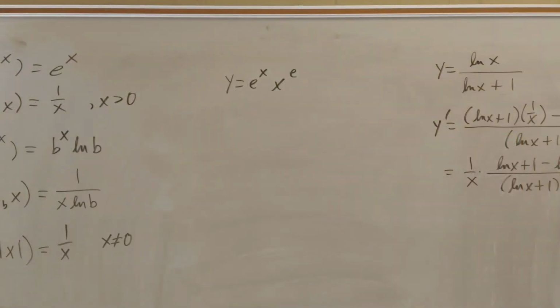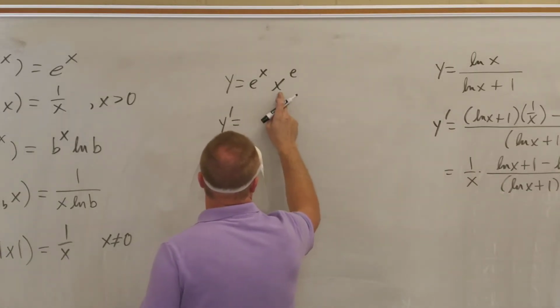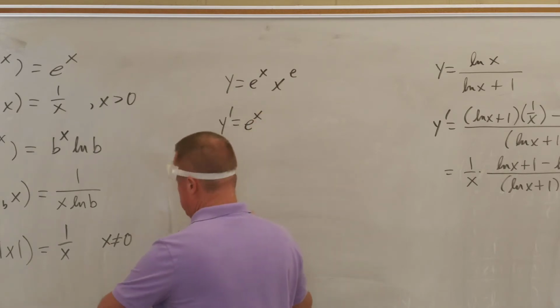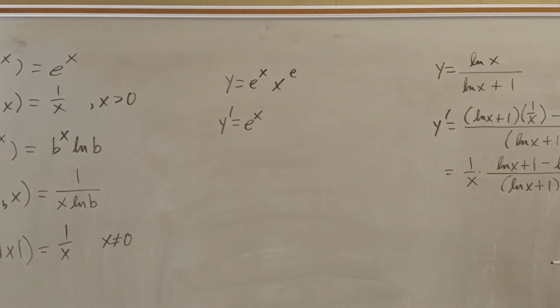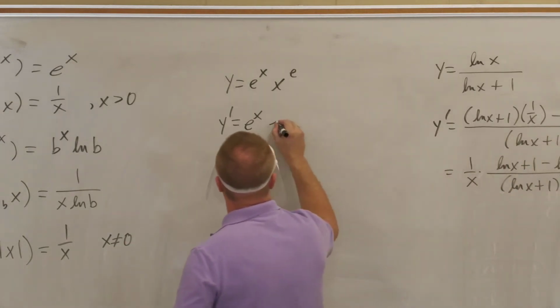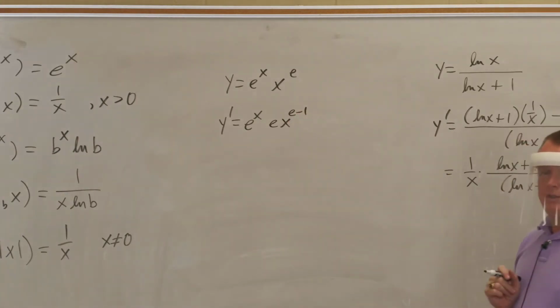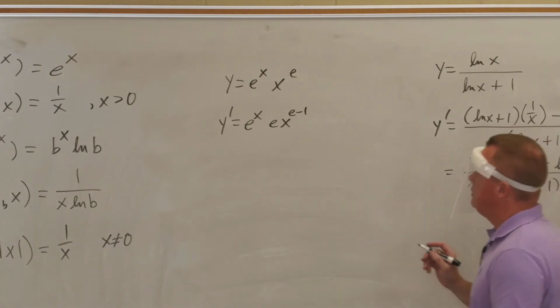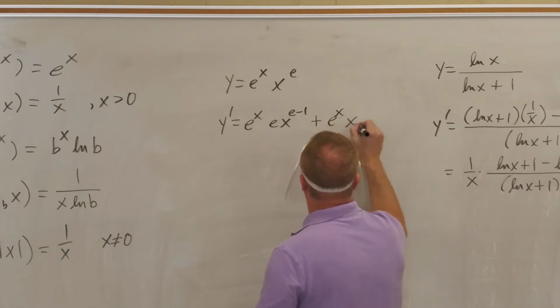Now that is a product, right? So you got to do the product rule. So I have y prime equals, all right, the first times derivative of the second. Okay? The derivative of x to the e power. E is just a number like 2, right? So just do the power rule is all you do there. So I would say e times x to the e minus 1 power would be the derivative. Okay? Plus the second times derivative of the first, so I just get that again.